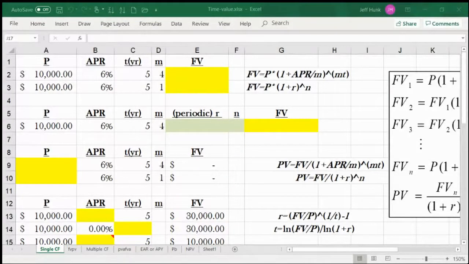Hello, welcome back to the continuing lecture in time value of money. This is Dr. Jeff Holm, and we are now looking at an Excel file.